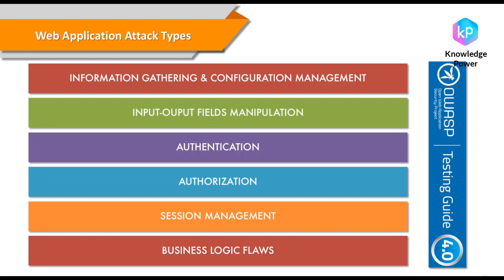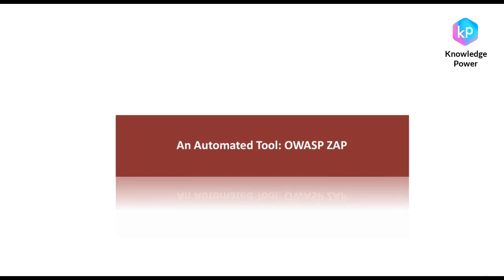Analyze the procedures of the app carefully. Tamper with the procedure flows, change the order of procedures, etc. Automated tools are an important part of pen testing of a web application.